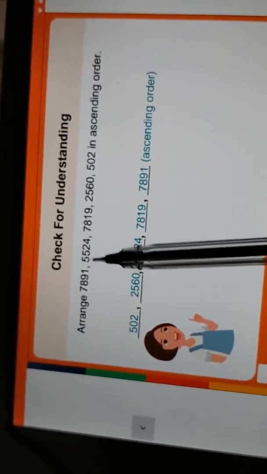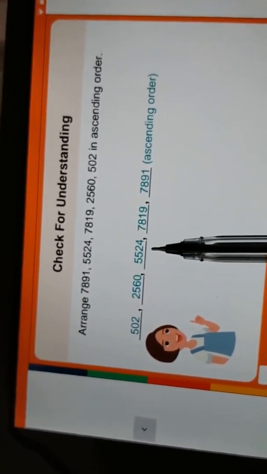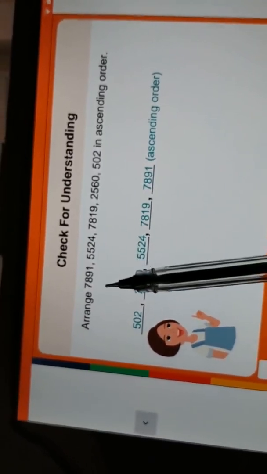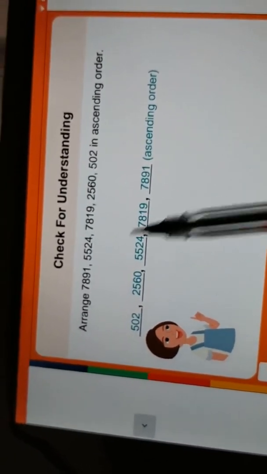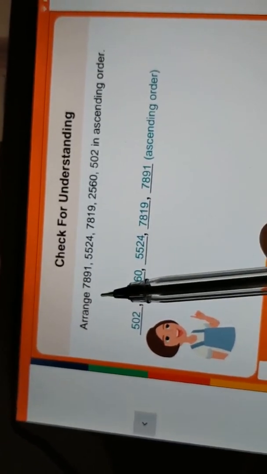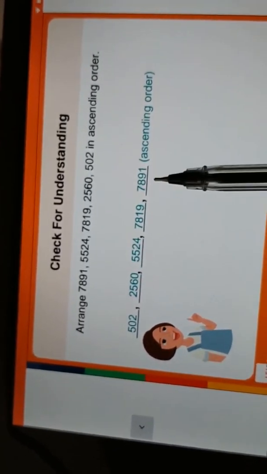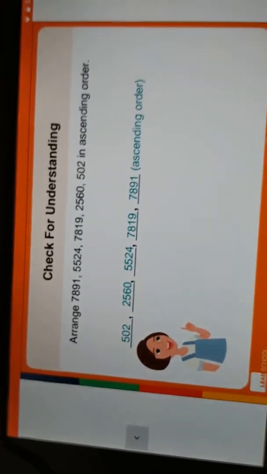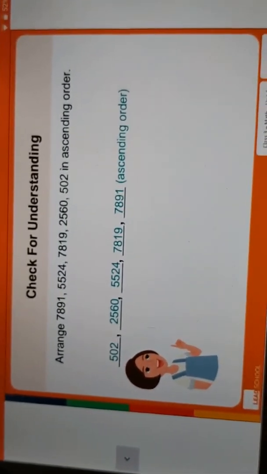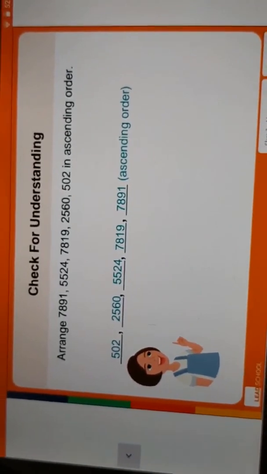Then 5524 we have to write in the third blank. 7890 we have to write in the fourth blank. And then in the last we have to write 7891. So this is called arranging in the ascending order. So students, I'll give you half a minute, you have to complete your work.